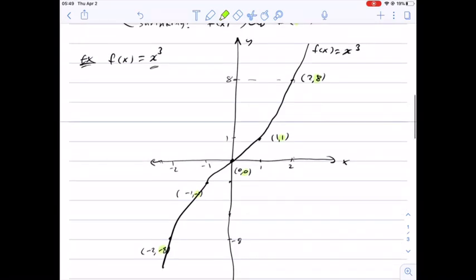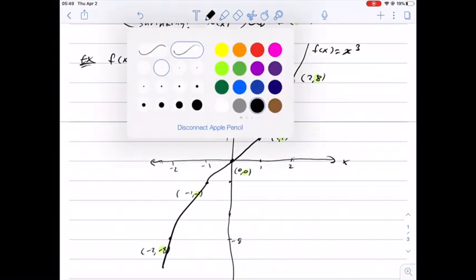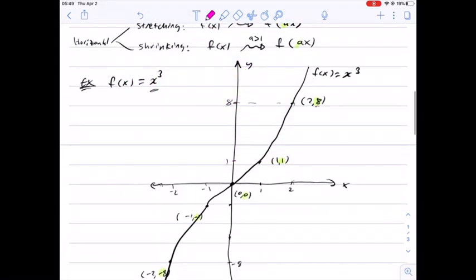So let's multiply by 1/8. If we multiply each y coordinate by 1/8, 8 becomes 1. So this point becomes 2, 1. Multiply the 0, it stays the same. Multiply 1 by 1/8, we get this point here. So this is 1, 1/8.